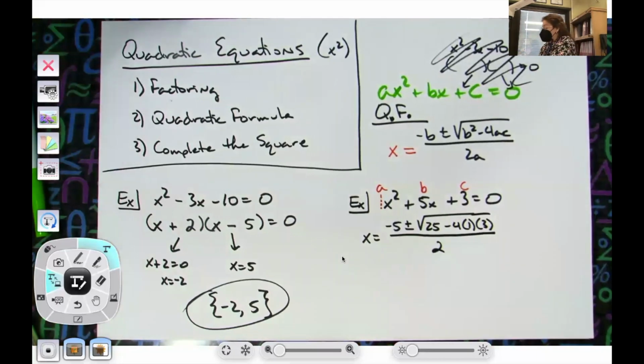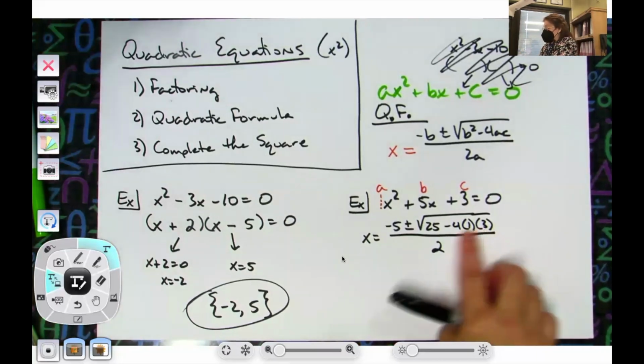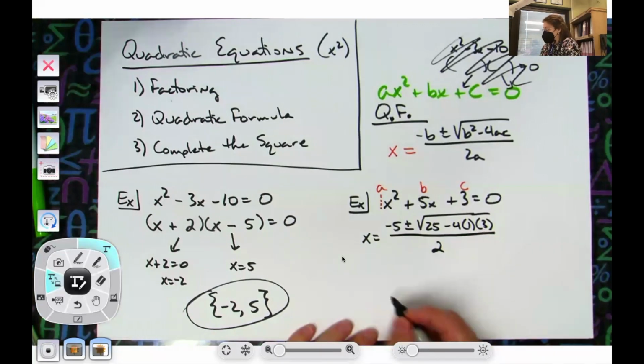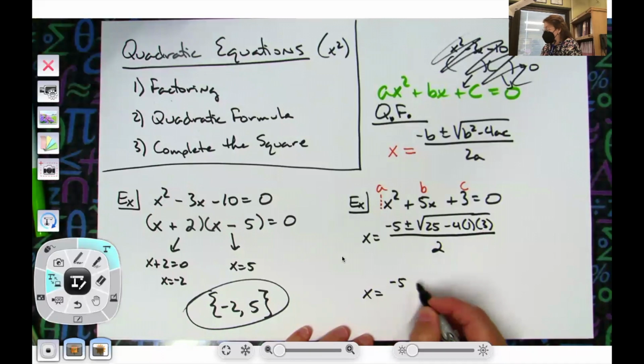All right, this one wasn't too bad. It's 12. 25 minus 12 is what, 13? Okay, so x is going to be equal to negative 5 plus or minus square root of 13 all over 2.